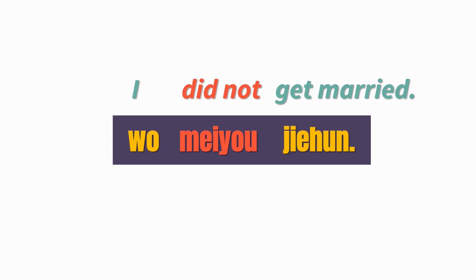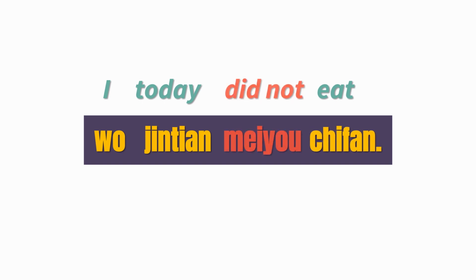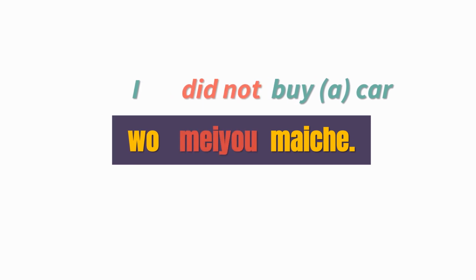This works generally, such as 我今天不吃饭. I don't eat today. I won't eat anything today. 我今天没有吃饭. I haven't eaten today. Or 我不买车. I don't buy cars. And 我没有买车. I haven't bought a car. I don't have a car.